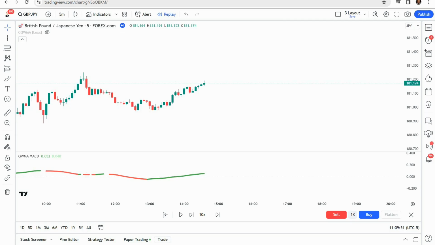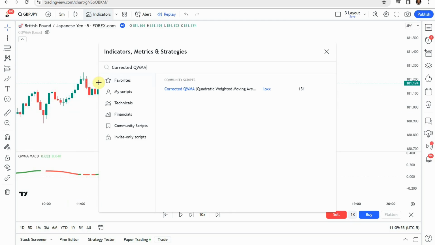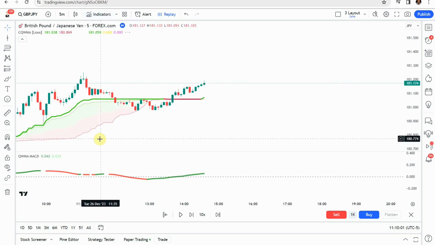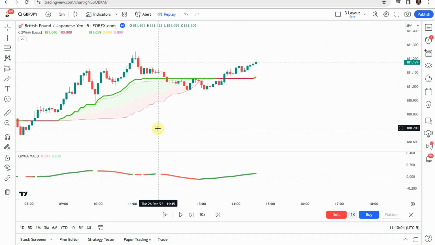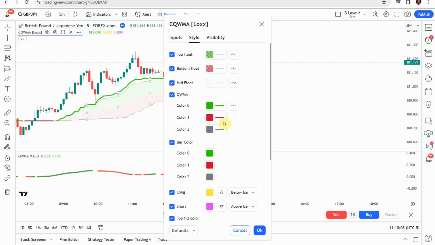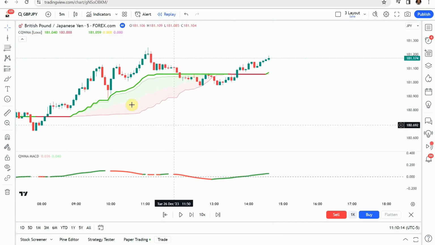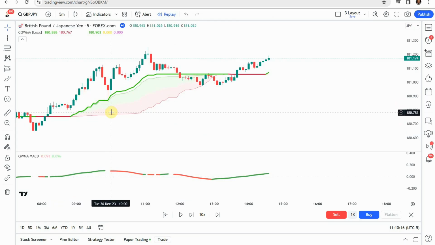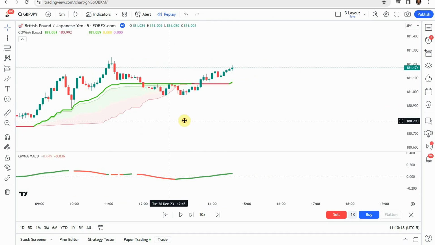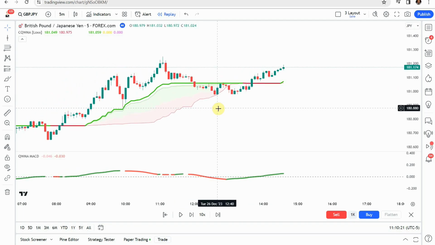And so the next indicator you'll want to add to screen is going to be the corrected QWMA, this one right here. You'll add that to the screen and it will look like this right here. We won't make any changes to this. If anything, you can bump up the line weight of some of these if you want to, but for the most part, the settings and inputs all stay the same. You can just change some of the visual components to it if you like.